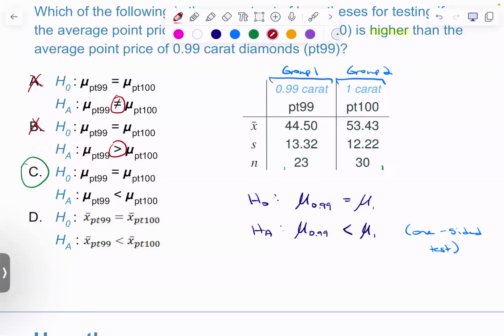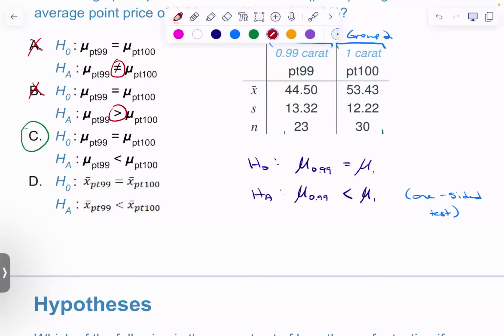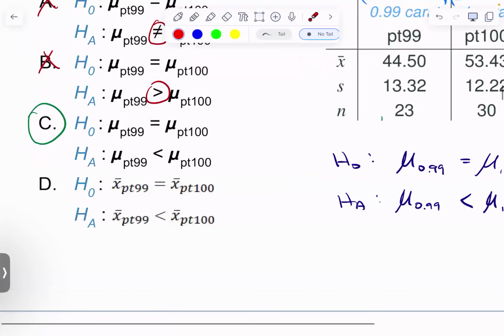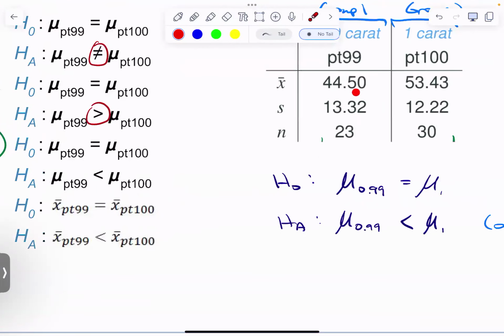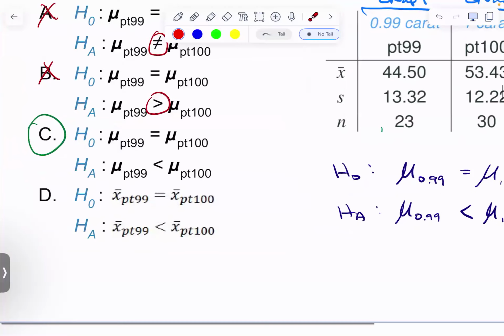It is C. What's wrong with D though? Let's talk about that. D is bad because I don't hypothesize about my sample means, right? Like I said, I know for a fact that 44.5 is not the same as 53.43. So trying to say that they are is kind of weird, and I don't care about that. I'm trying to use that to learn about my mu's, right? And so here, our hypotheses have to be about the population, right?